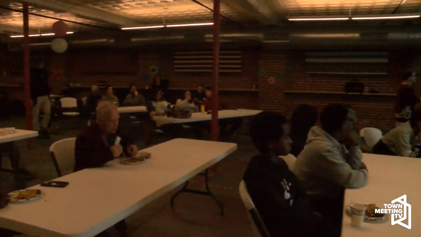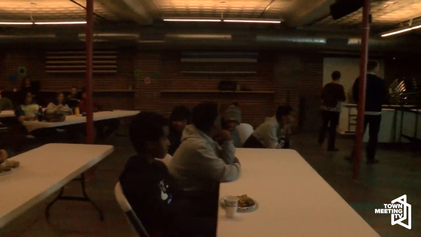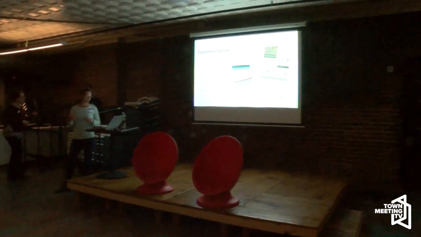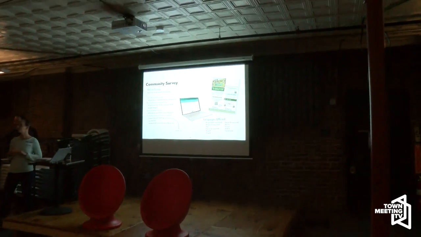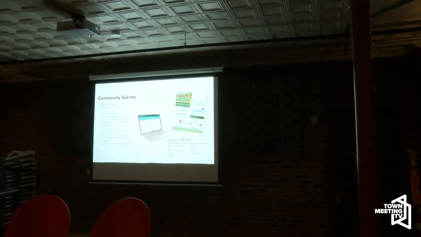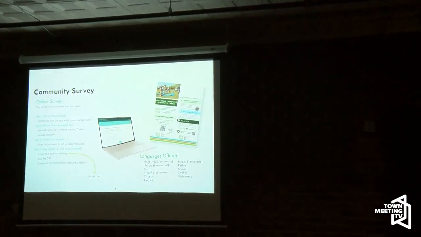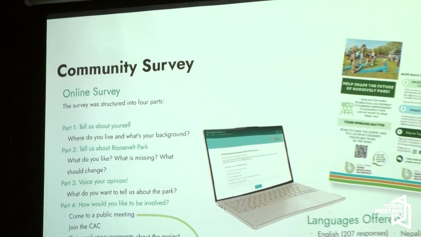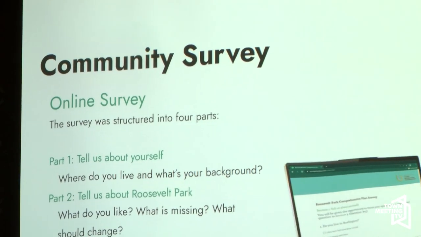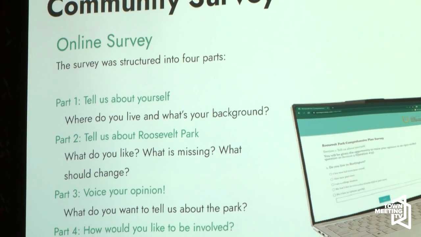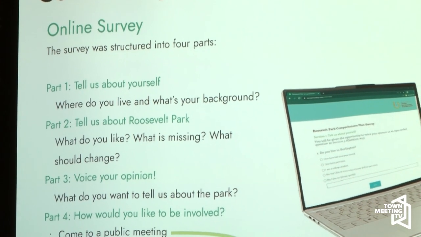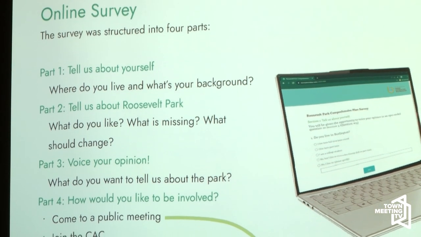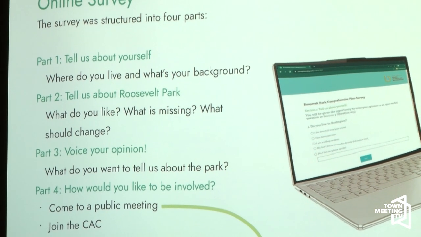All right, so the online survey. City staff posted up links to the website that brought you to the online survey. We had it offered in 11 languages, including English. And it was divided into four parts. The first part was tell us about yourself. What is your age? Do you have any children? Where do you live? The next is tell us about the park. How do you use the park today? What would you like to see changed with the park?